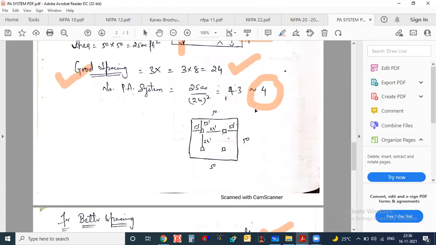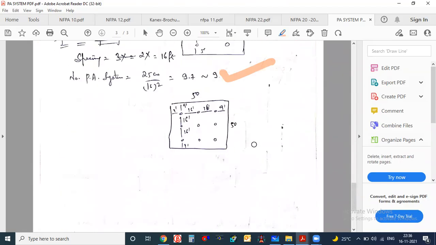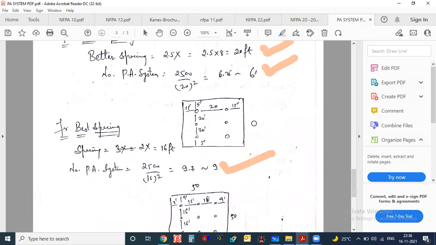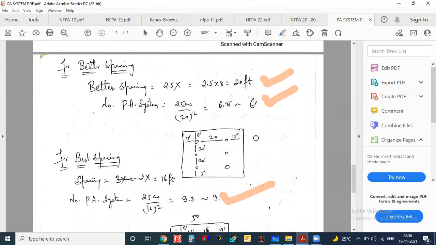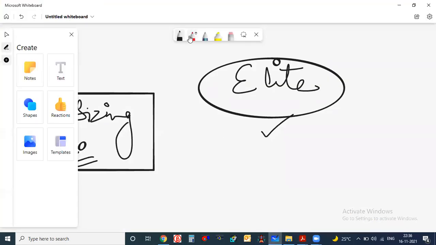So you can understand here 9 is better than 4. If you are installing 9 speakers, you can get the loud and clear voice. This is just one example of how to do the PA system. What is the minimum decibel to the ear? 65 decibel. That decibel we will see in our fire alarm system class.